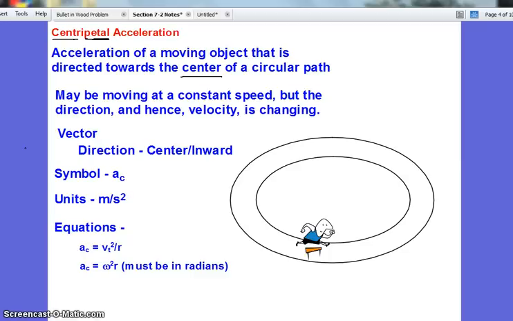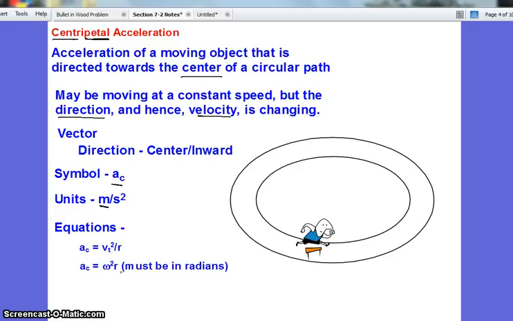So even if we're moving at a constant speed, even if the speed of that car is a constant, let's say 10 miles per hour, you are changing direction, and therefore your velocity is changing, and velocity change equates to an acceleration. Symbol is the letter A, which means that it is a meter per second squared. And then our equations are Vt squared, the tangential speed squared over the radius.